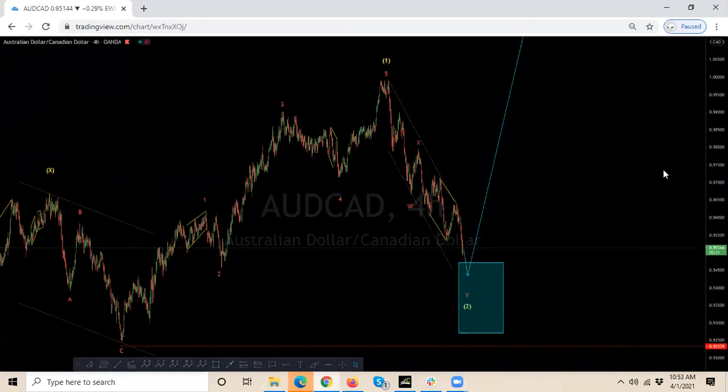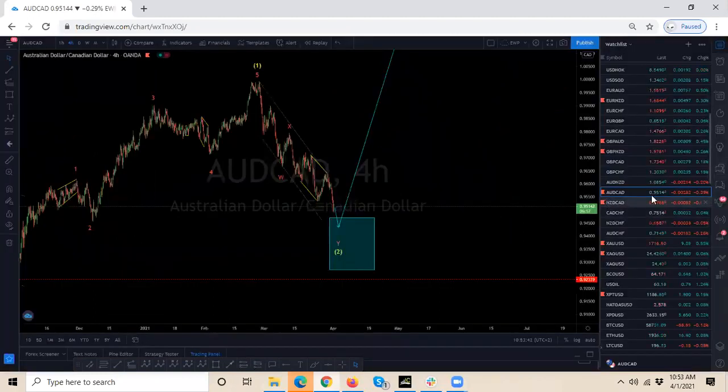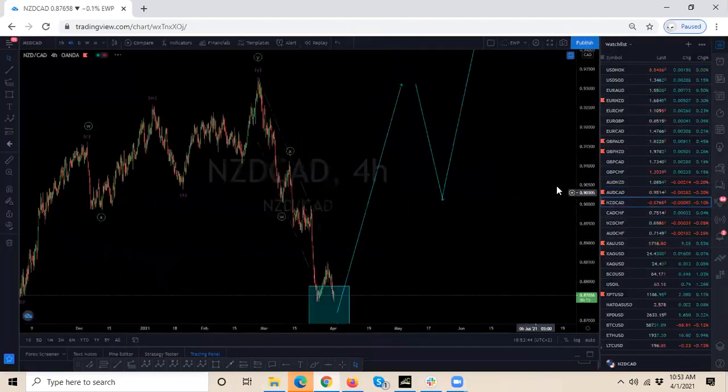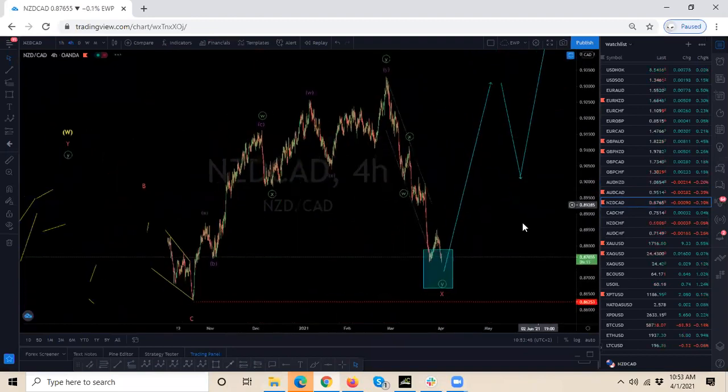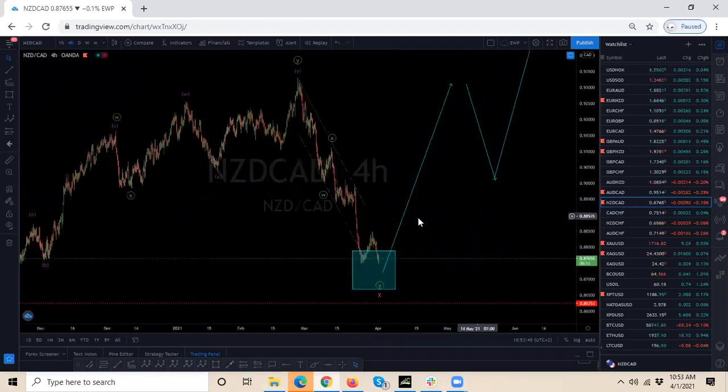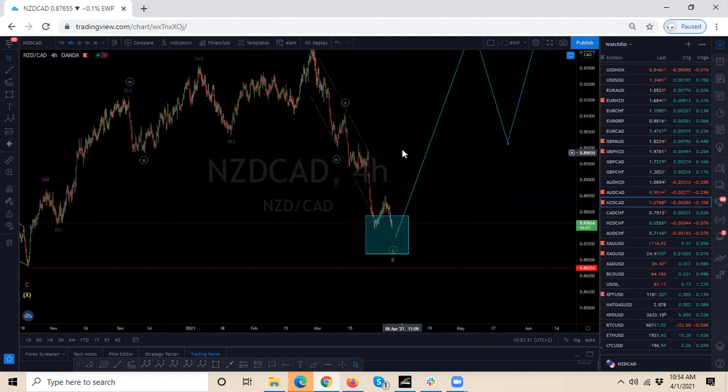Okay, the next one will be New Zealand CAD. Right, NZD CAD, we are looking at this here. We are already in the blue box here, but this still shows that it is unfinished. This is the last leg of the fifth wave. You will see when I go on a 1 hourly.